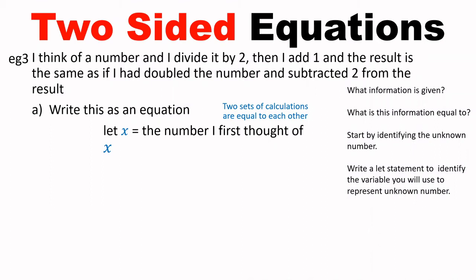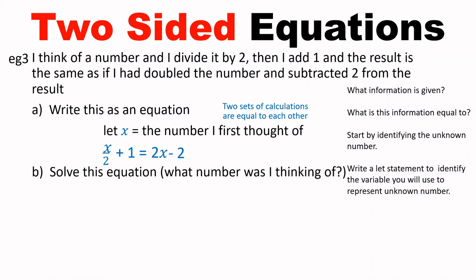In the first set of calculations, I was told that if I divide x by 2 and then add 1 to that result, the answer will be the same as this next set of calculations. I double the number, so 2 times that unknown number, and I subtract 2 from the result. There's my equation. But it's a two-sided equation because I've got an unknown variable on both sides of the equal sign. I've got an x here and an x there. So let's try and rearrange this equation to solve it to find out what x is.